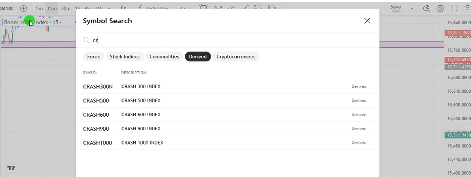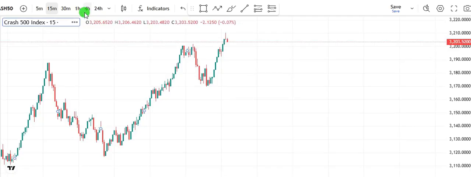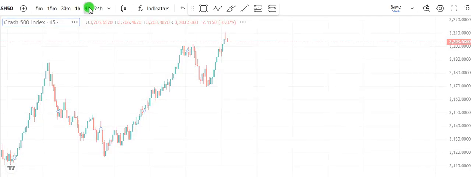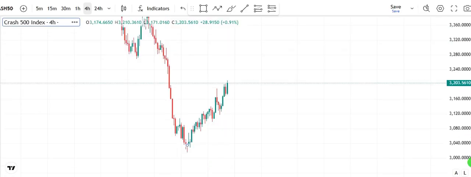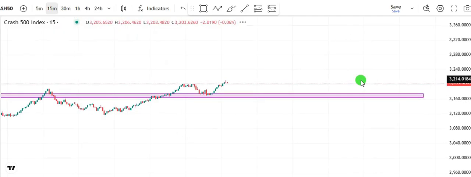Alright, so going to the next one, which is going to be the Crash 500. Then we're going to the H4. It has been bullish for a long time. Just recently broke above this. We saw a test. I can see the continuation. So let's go to the, sorry, the 15-minute chart. I can see a recent change of structure on the bullish.